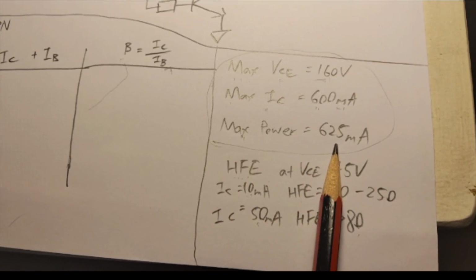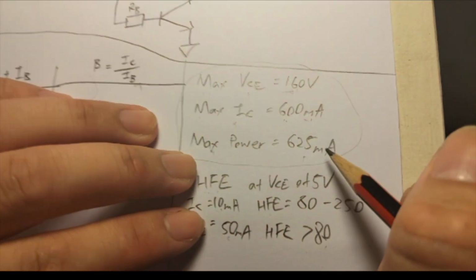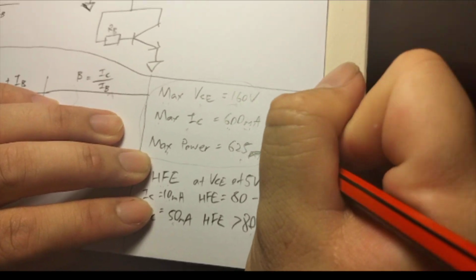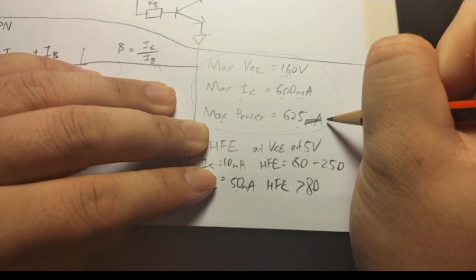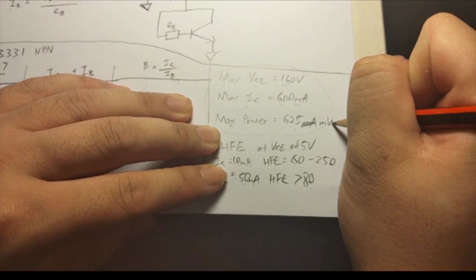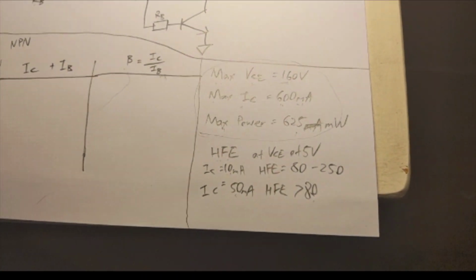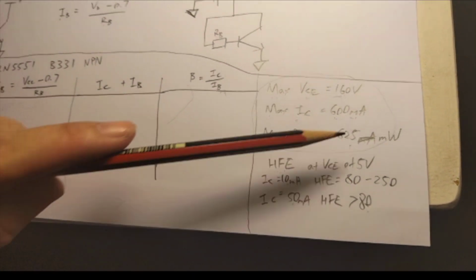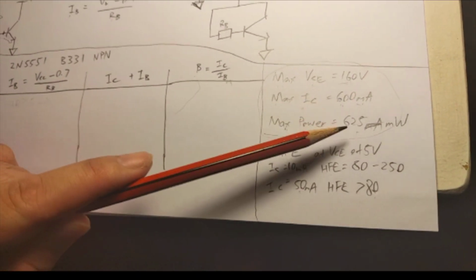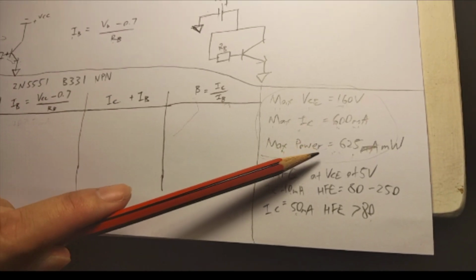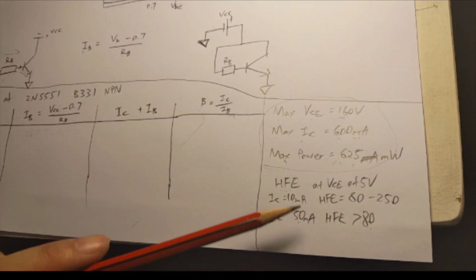The max power is 600 watts, sorry. It's 600 milliwatts. So if we had 600 milliamps, it means that there's only 1 volt possible across VCE. Otherwise, it would exceed the power limit.